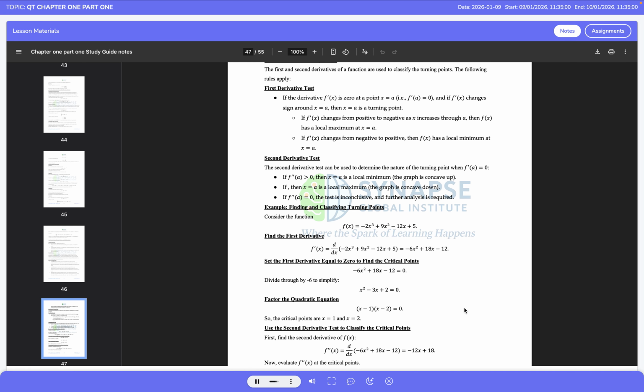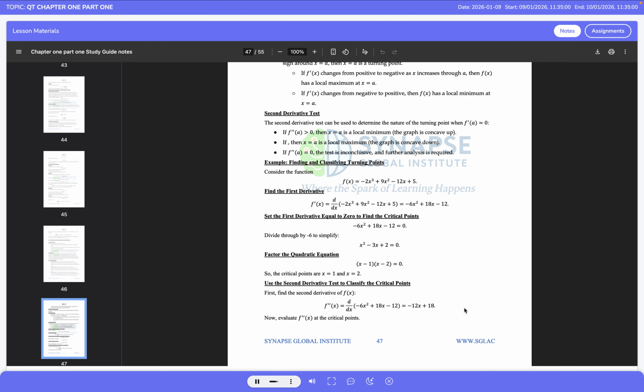To illustrate this process, consider the function given by negative 2x cubed plus 9x squared minus 12x plus 5. The first derivative is obtained by differentiating this expression, giving negative 6x squared plus 18x minus 12. Setting this equal to 0 gives negative 6x squared plus 18x minus 12 equals 0. Dividing through by negative 6 simplifies the equation to x squared minus 3x plus 2 equals 0.